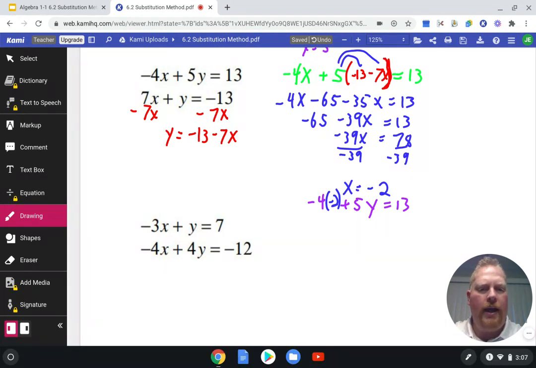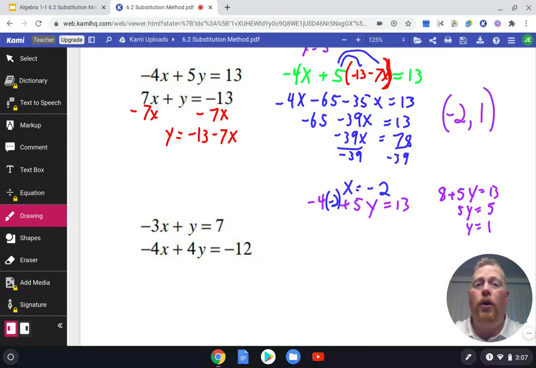So now I have negative 4 times negative 2. That's going to be 8 plus 5y equals 13. Subtract the 8. Divide by 5, and I get y equals 1. So final answer, my x value is negative 2. My y value is 1. So negative 2, 1 is my final answer.